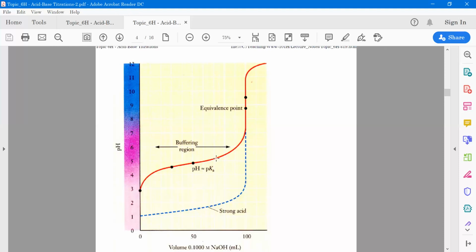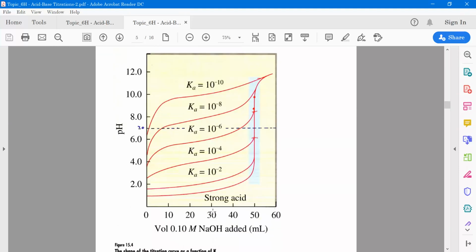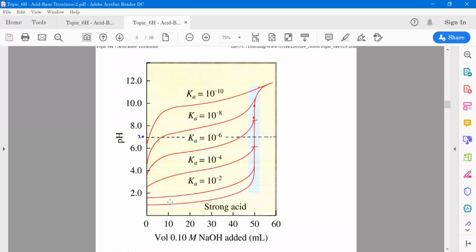How would it look for different weak acids that have different Kas? Well, they're summarized on this next figure right here. The curve for the strong acid that we just saw is this bottom red line right here, where it started out at a pH of 1 and wound up at a pH of 7 at the equivalence point, which is right here. Okay. And so the remaining red lines on here are the titration curves for weak acids with different Kas, ranging from 10 to the minus 2, this one, all the way up to 10 to the minus 10, which is this one. So it covers 8 orders of magnitude.